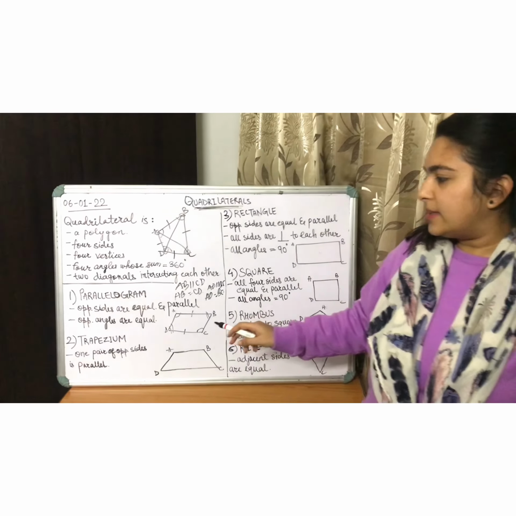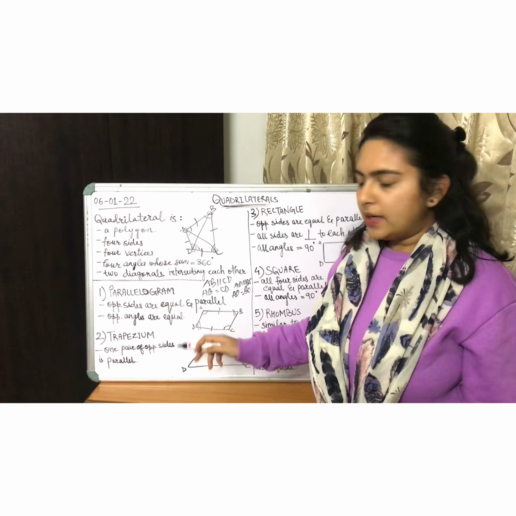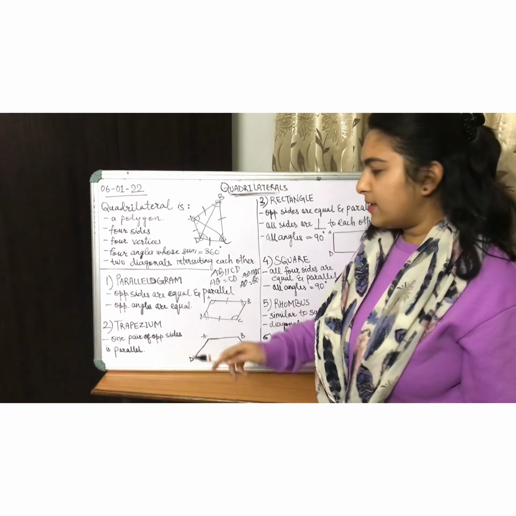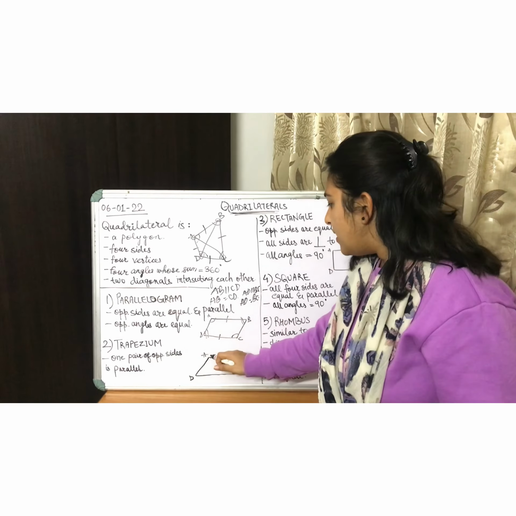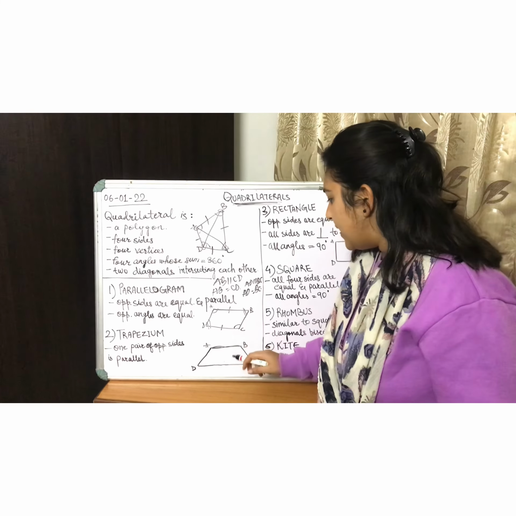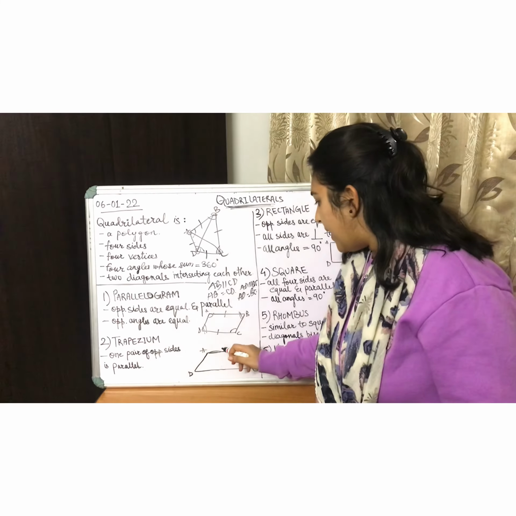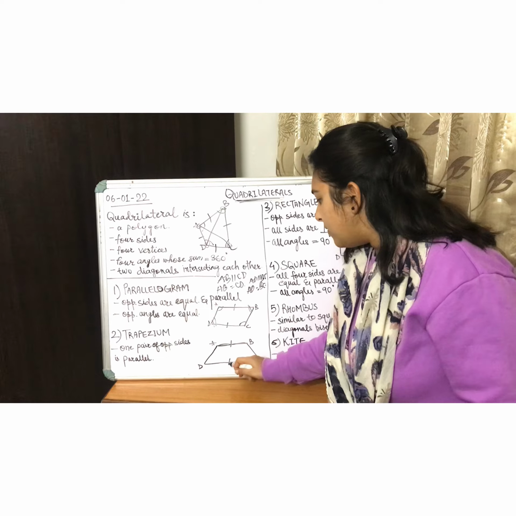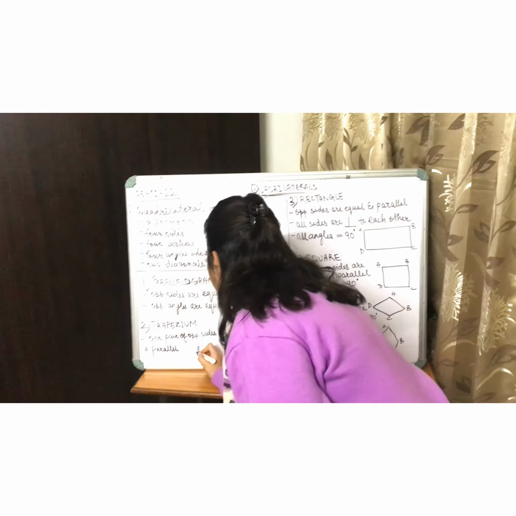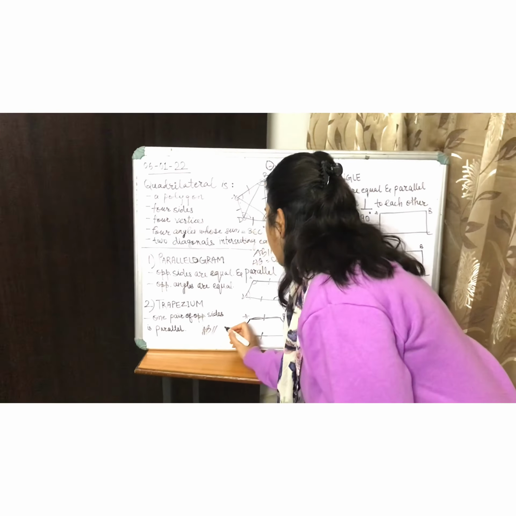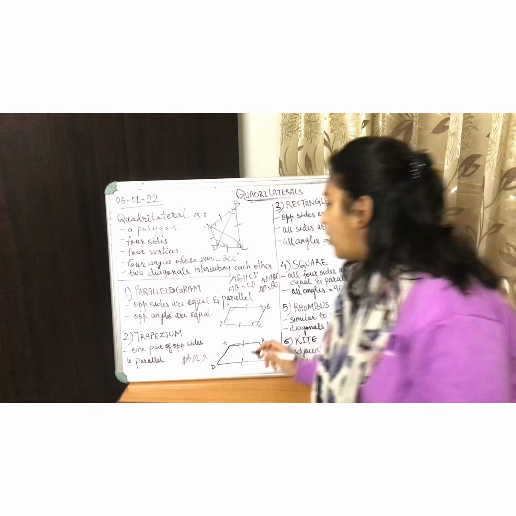Okay, the next one is a trapezium. It has only one property, that is, one pair of opposite sides is parallel. That is, either of the two pairs of sides, one pair will be parallel. That is, AB will be parallel to CD always.